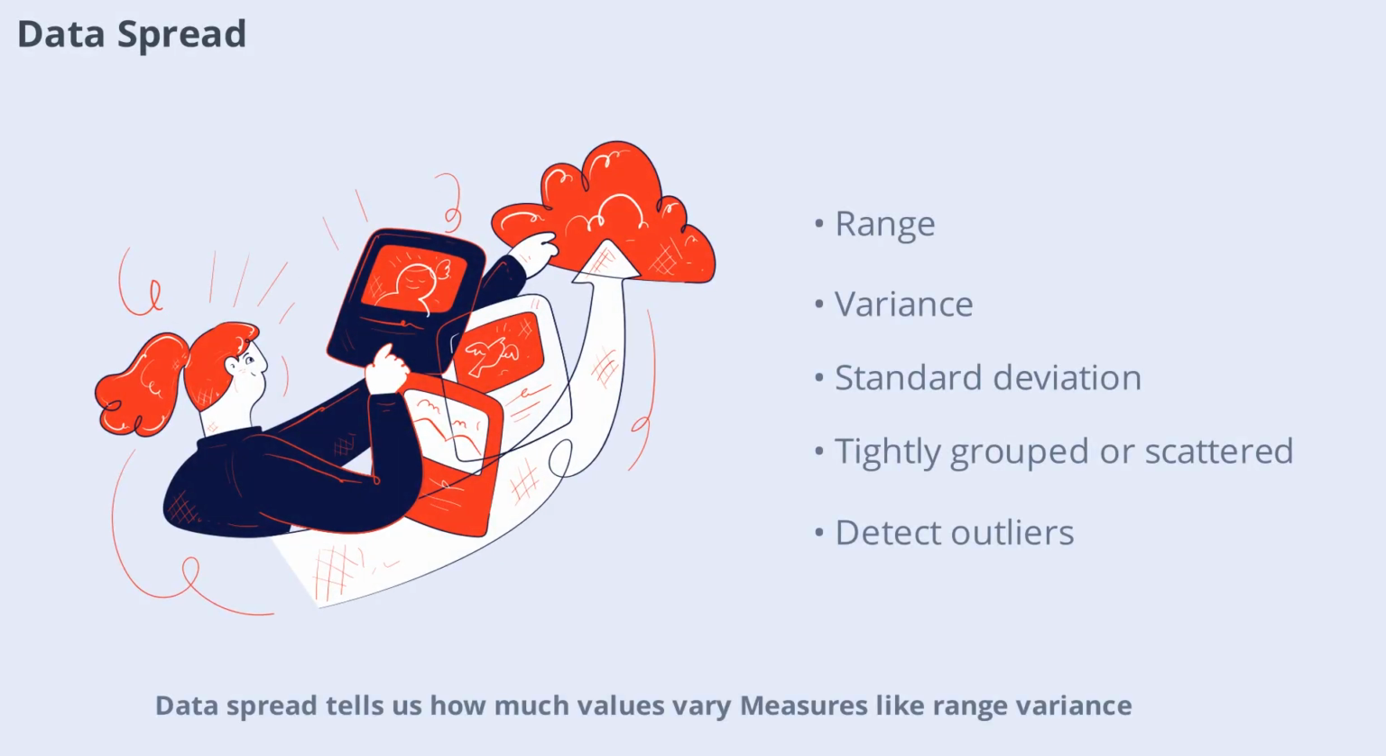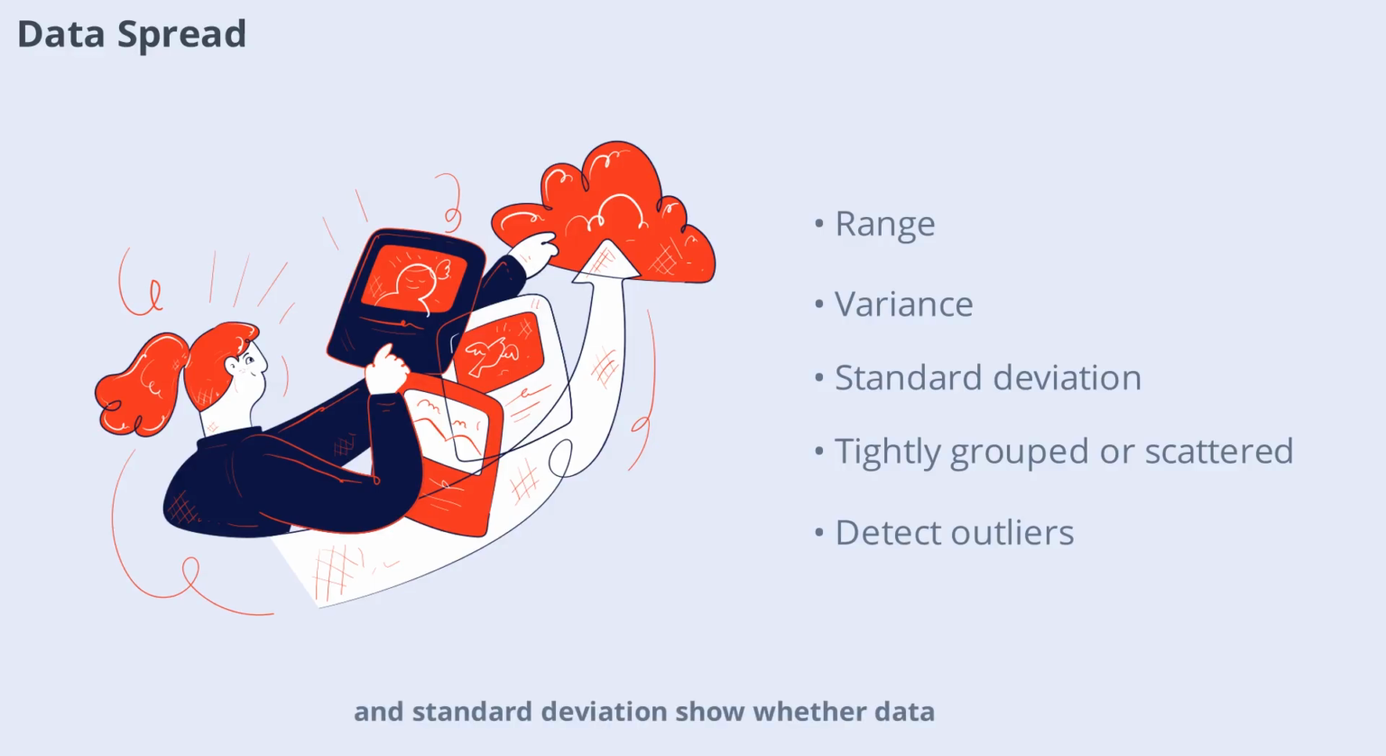Data spread tells us how much values vary. Measures like range, variance, and standard deviation show whether data points are tightly grouped or widely scattered. Understanding spread is key for detecting outliers and choosing the right modeling approach.